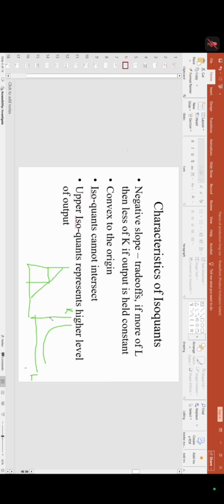Okay, here what kind of slope are you having? It's a kind of negatively sloped one. Why? If you calculate the slope here, okay, if you calculate the slope here, you will understand what?